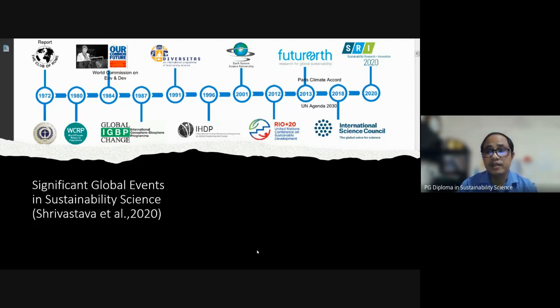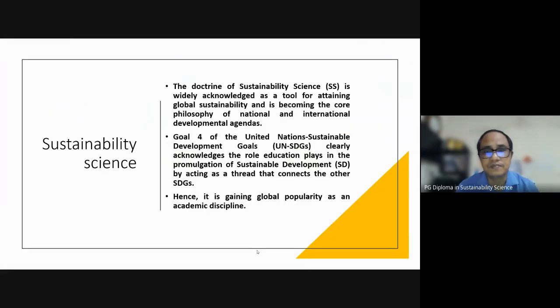So in today's context, if you Google the word sustainability science, you will find different courses and programs across the globe that have different degrees related to sustainability science, and different universities have established it as a full-time academic discipline. In India, in fact, IGNOU is the only university that offers this program.